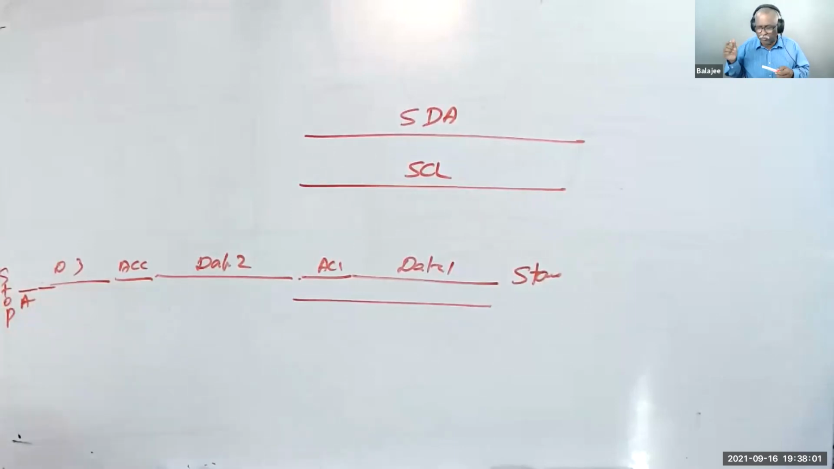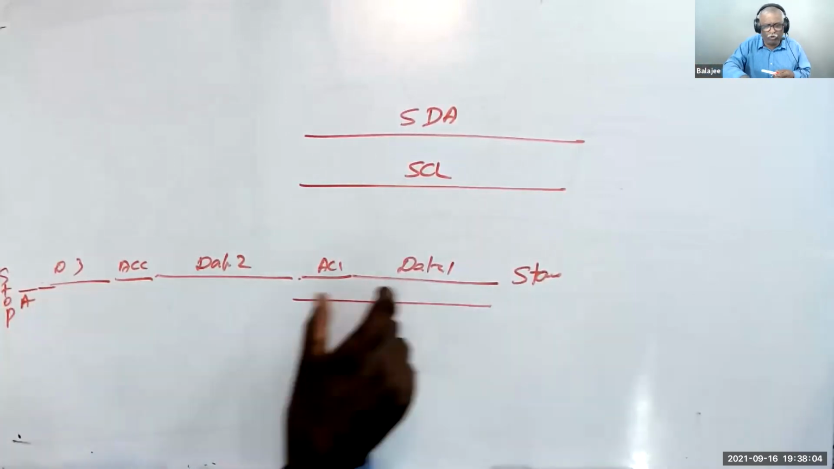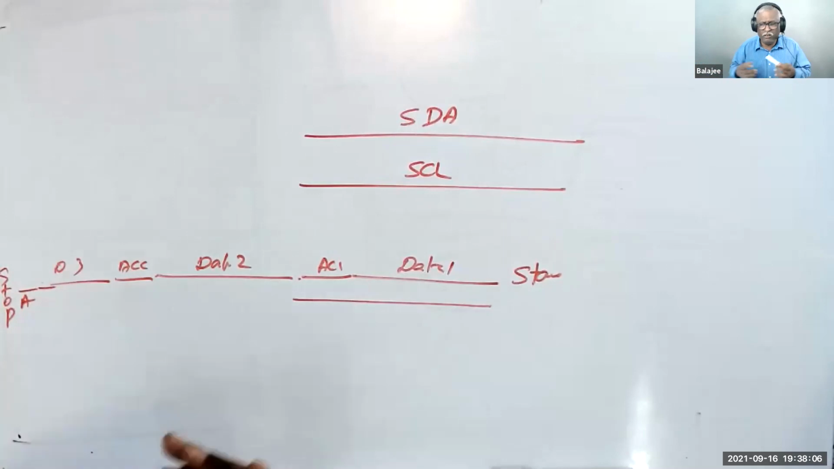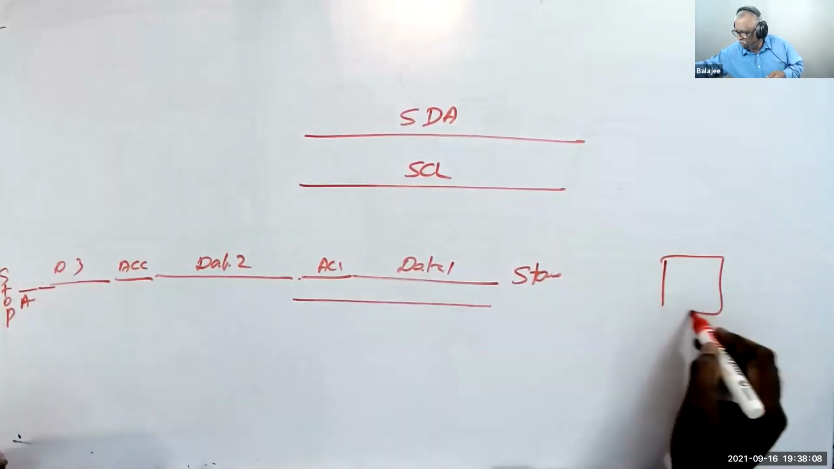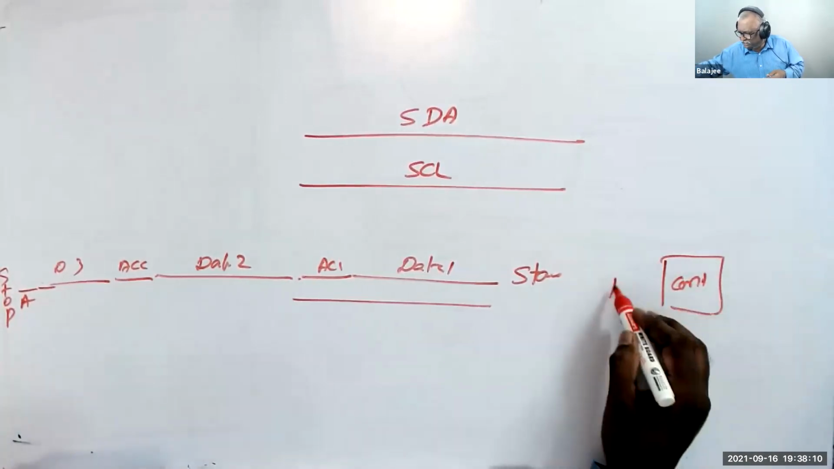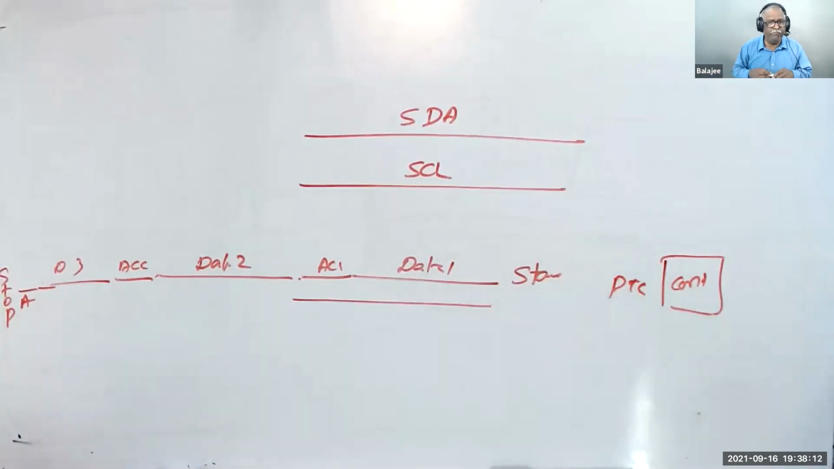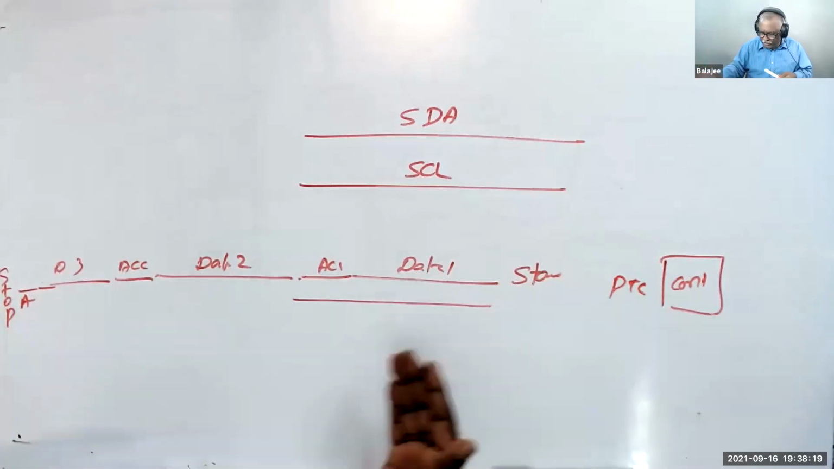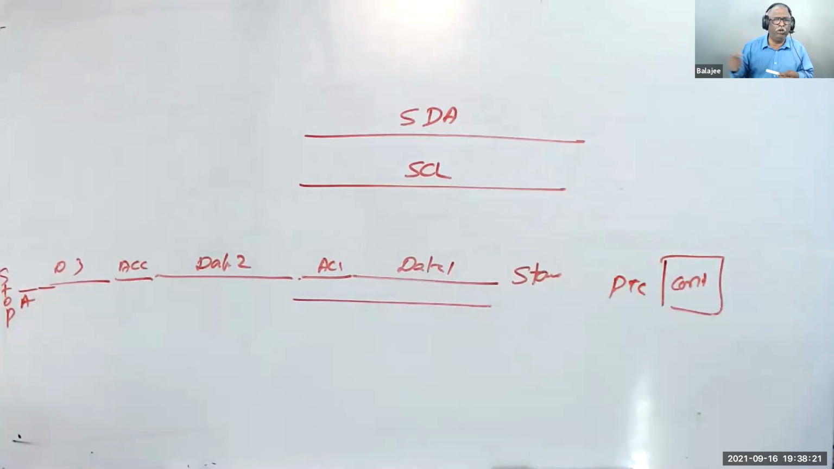Unfortunately, this data 1, data 2, data 3, there's no definition. That depends on the controller. If it is I2C, they will say something. For example, sometimes when you are trying to read a memory, you can directly read about 100 bytes. It will keep on giving you 100 bytes, not only 1 byte.